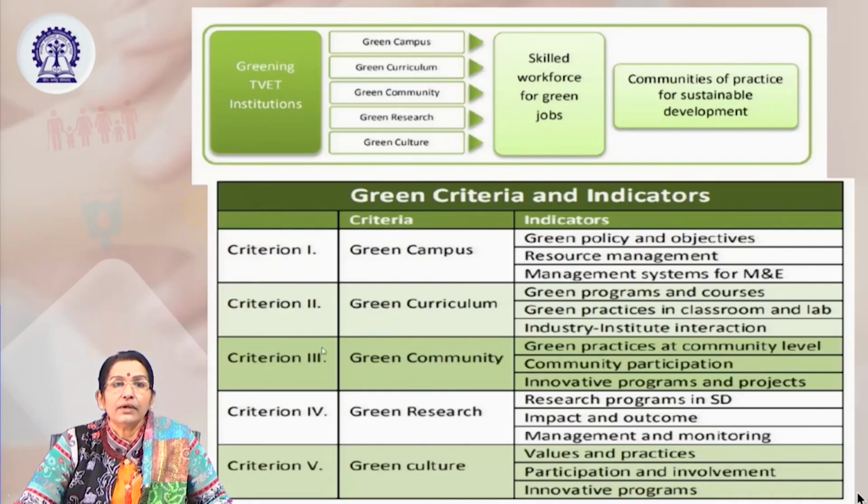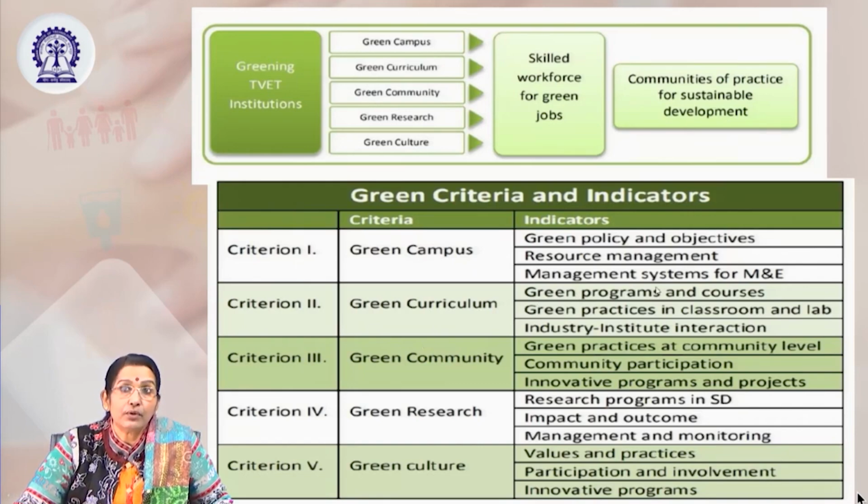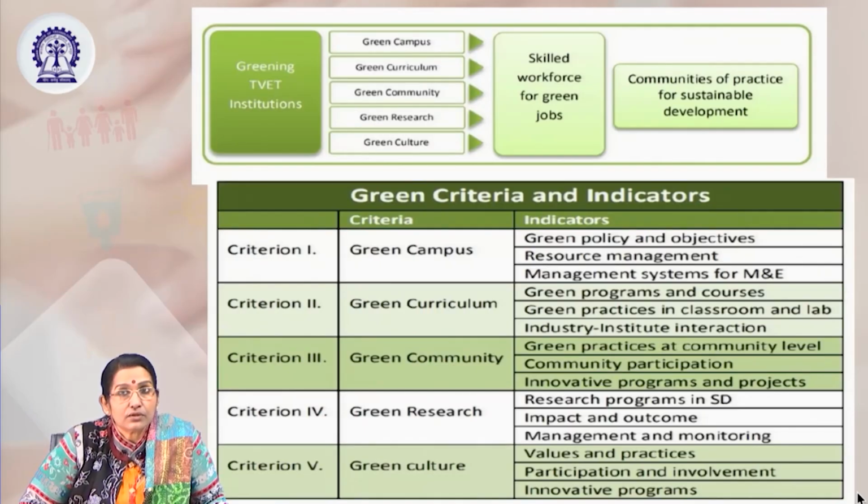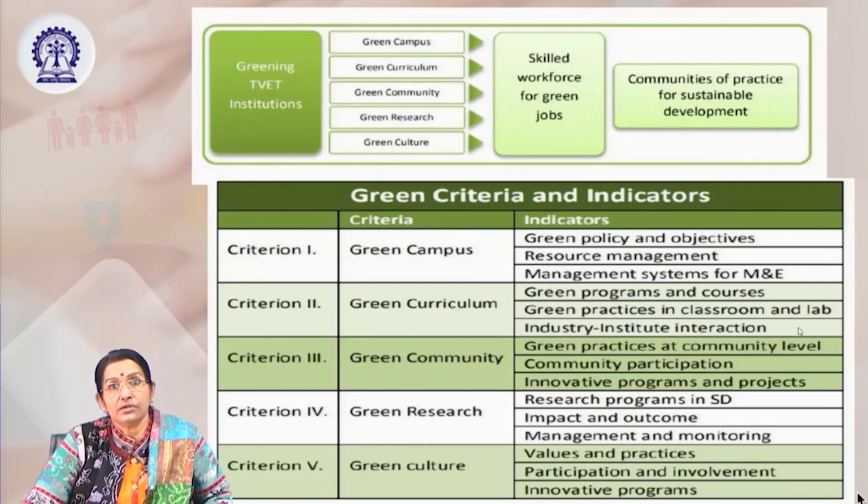Then when we talk about the green curriculum, the indicators are like green programs, what green programs and courses are going on. Then green practices in the classroom and in the labs, that means to measure the carbon footprint. So, what practices are the participants, the students, the learners using in the classrooms and the labs, and how to measure the carbon footprint they are creating. Then industry institution interaction, what is the degree of industry institution interaction.